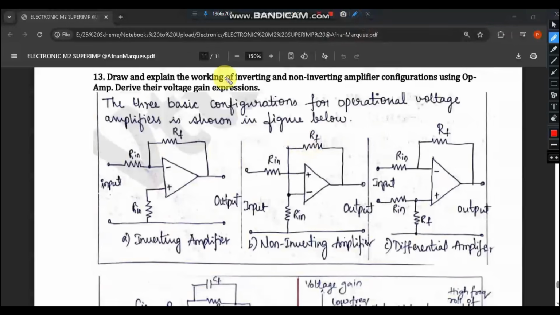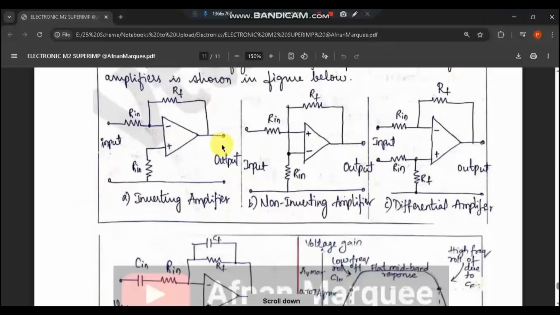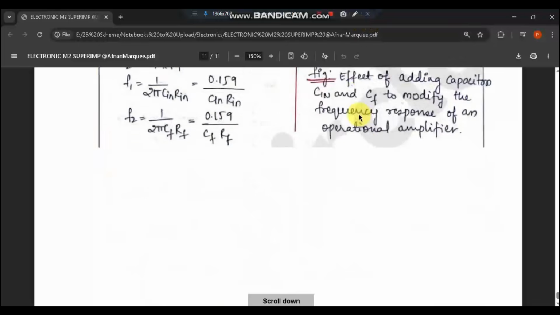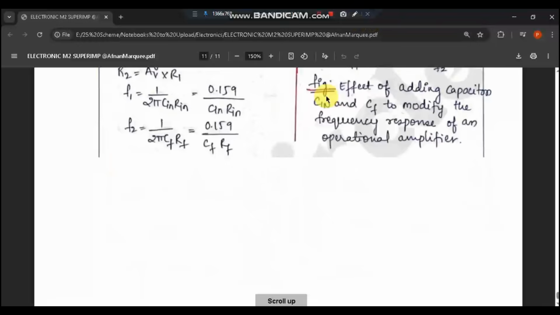Next one is: draw and explain the working of an inverting and non-inverting amplifier configuration using op-amp. Derive their voltage expressions. So these are the diagrams. Inverting amplifier, this is non-inverting amplifier, this is differential amplifier, and these derivations are there. Okay, both of the derivations are given. You can go through it. Okay, that's all what you have to write for the derivations of op-amp.